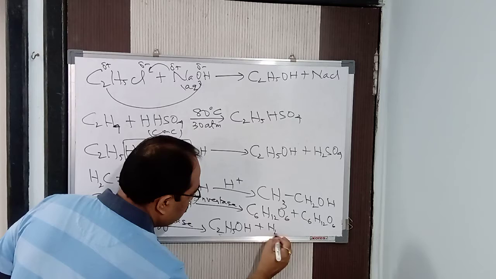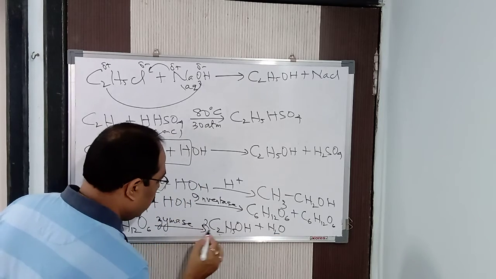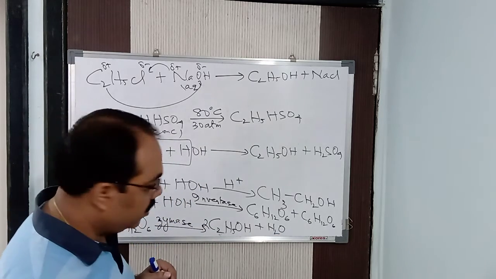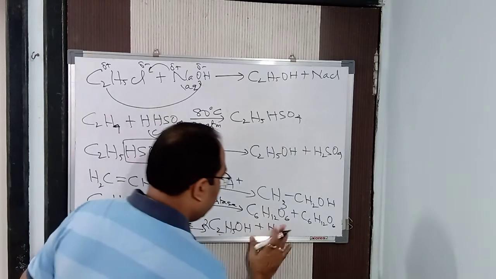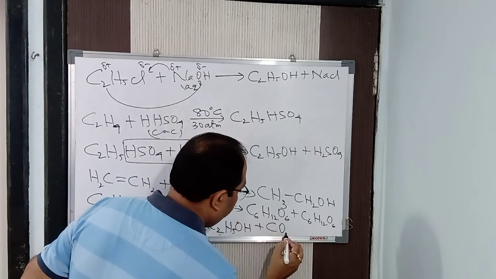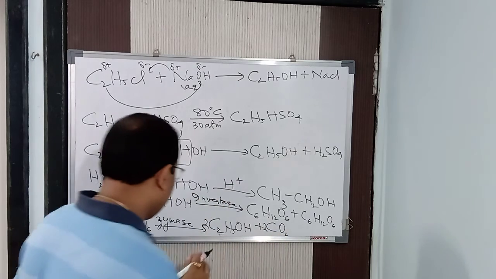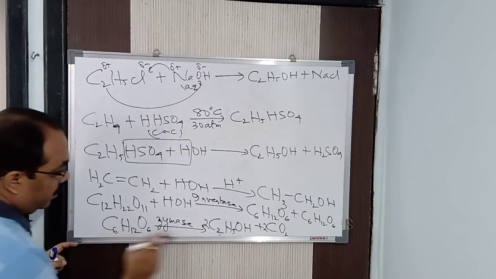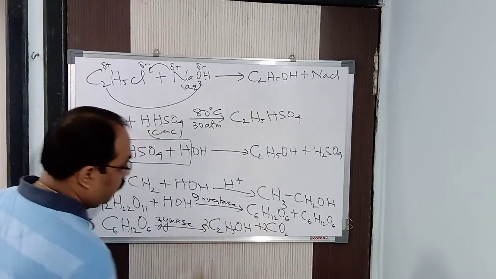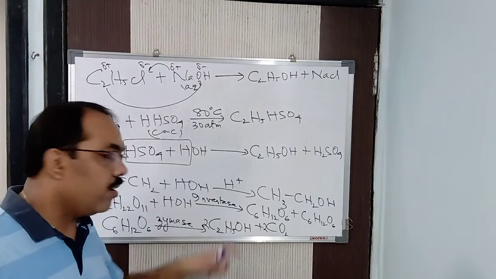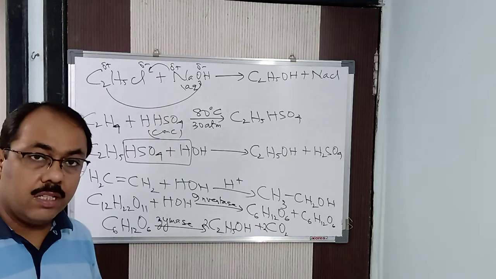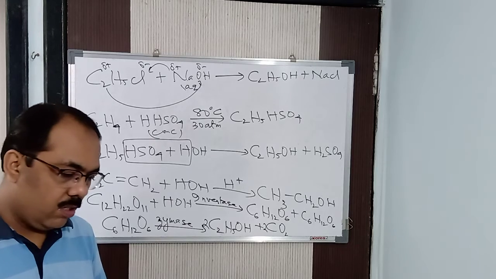C2H5OH plus H2O. So that is two molecules of this plus carbon dioxide, 2 CO2, because a total of 6 carbon has to be there. Here 6 carbon, so 4 plus 2, 6 carbon, correct. So in this way we get alcohol from the fermentation reaction. So these are the different methods by which you can prepare alcohol.